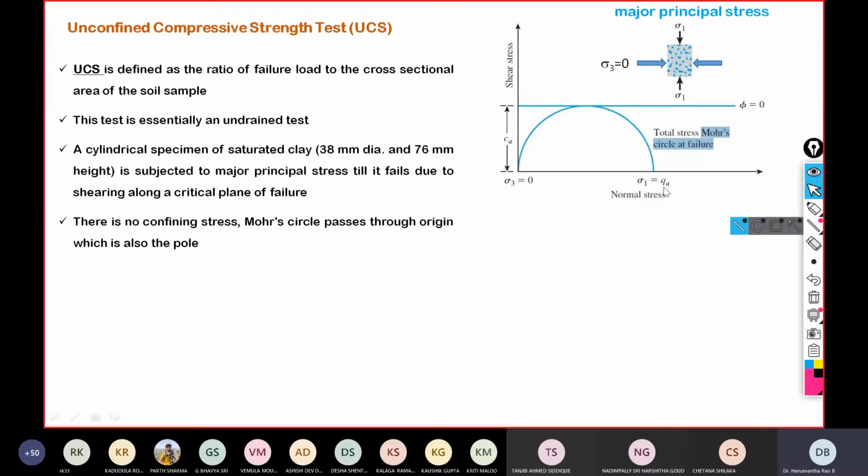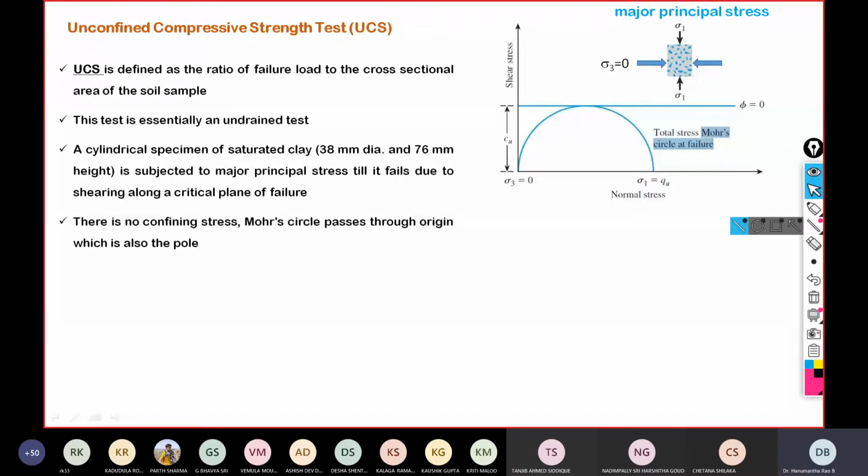So therefore, we always get only one single Mohr circle. There are not too many, or no two Mohr circles. Since there is only one Mohr circle, if you draw a tangent line in the horizontal direction, the vertical ordinate represents the cohesion of the soil offered during the testing. And since it is horizontal, the angle of internal friction is 0. That is called phi is 0.